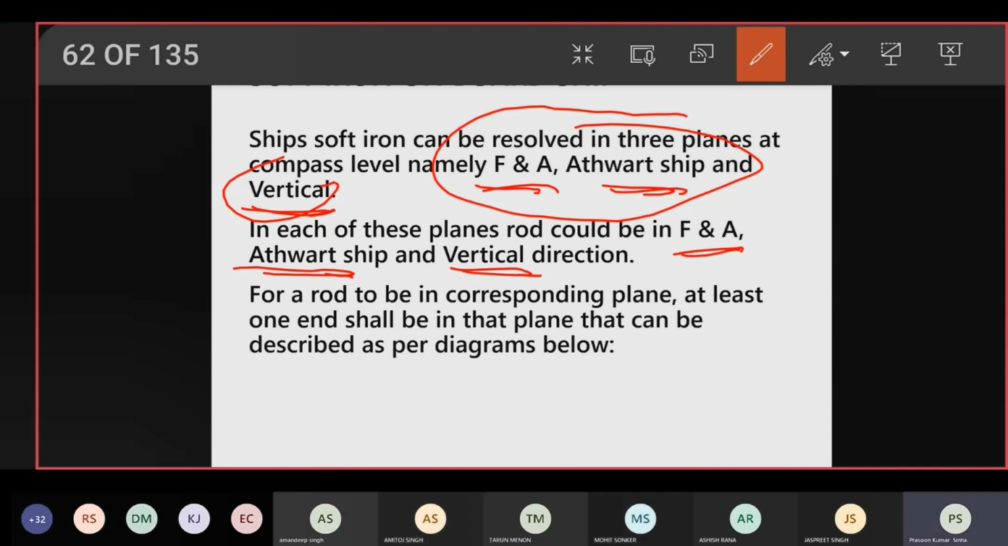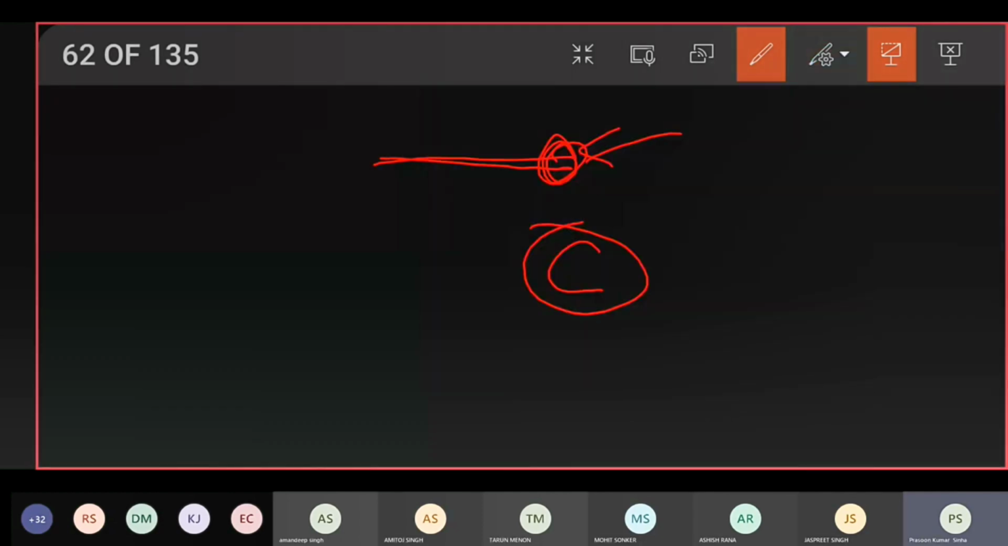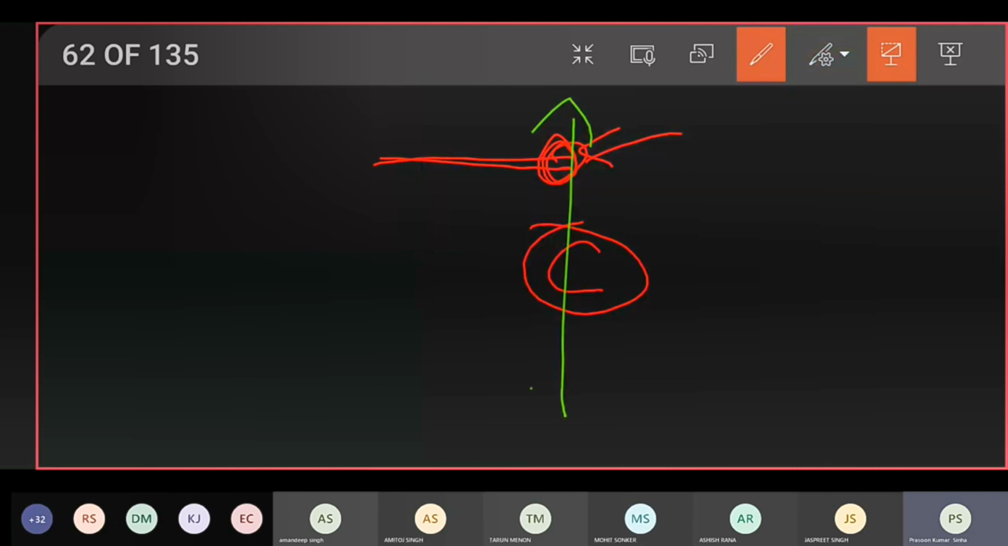What we are saying here is that if we are considering this rod, it has to be in that plane. At least one end should be in that plane. That means, if this is the compass and we are taking a rod like this, at least one end should be in that plane. Which plane are we in? We are in the forward aft plane.